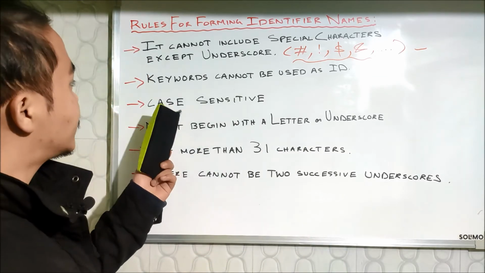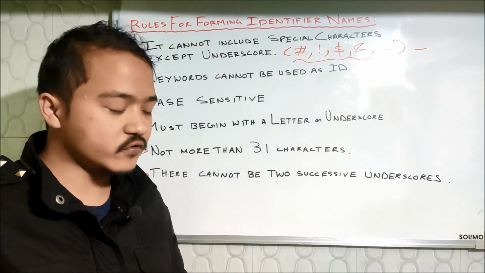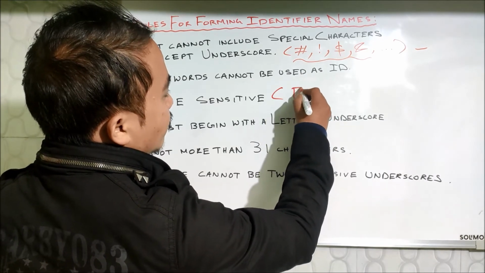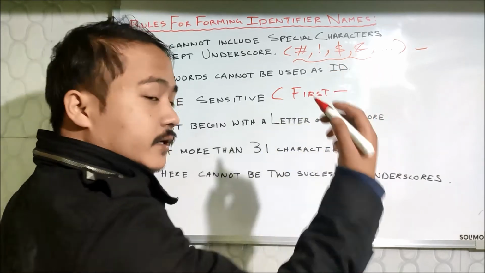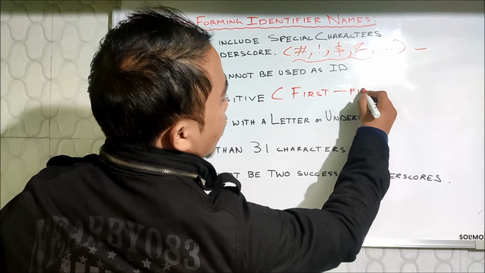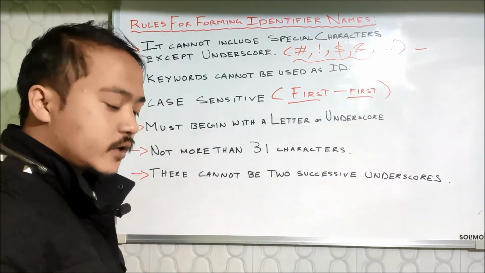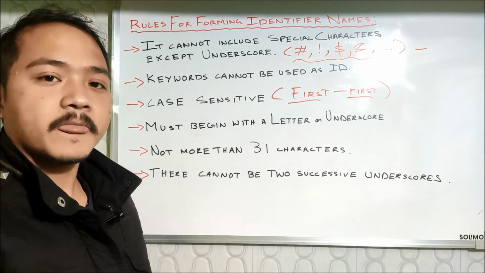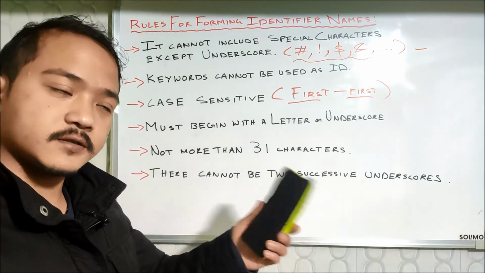The next one is case sensitivity. C programming is case sensitive, which means that, let's say, first in small letters is different from FIRST in capital letters. This one is different from that one. So it is a case sensitive language. Small letters and capital letters are different things.